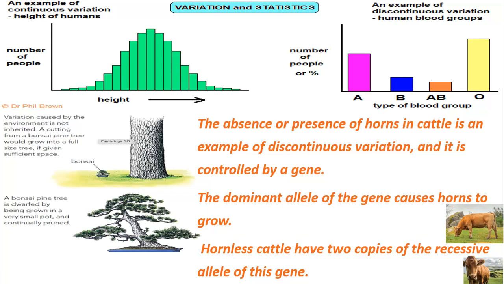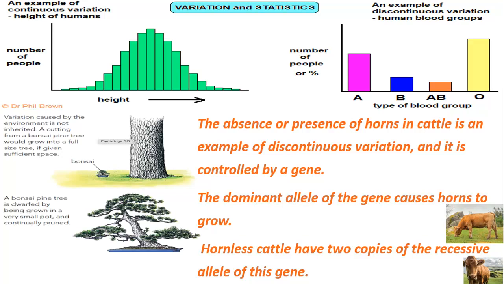Make sure when you draw a bar chart that you have equal width of the bars and equal distances between the bars, while when you're drawing a continuous variation or a histogram, you have equal width of the bars, but they have to be touching each other. Please remember this difference, especially when you're answering paper 6.